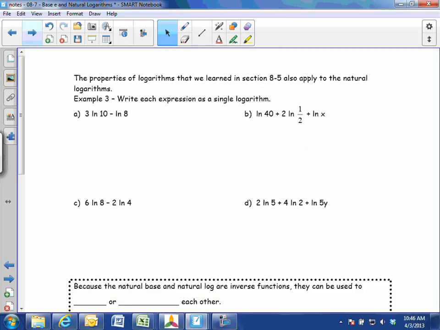Okay, so all the properties of the logarithm that we learned also apply to natural logs. Whatever you're doing with the calculator, you can put it down.